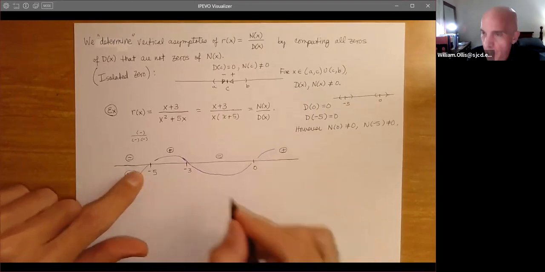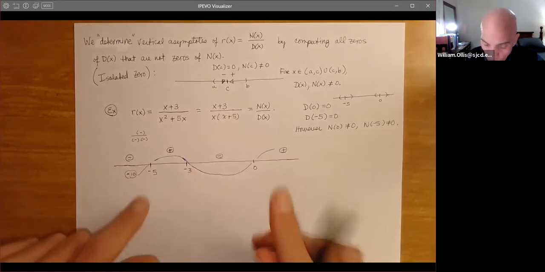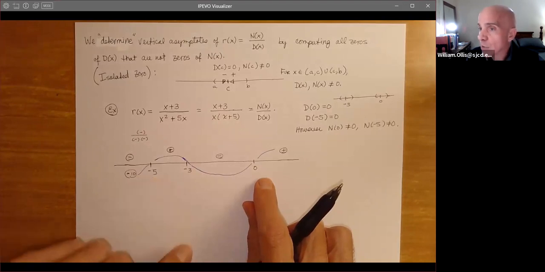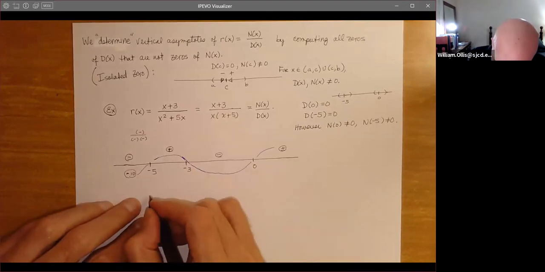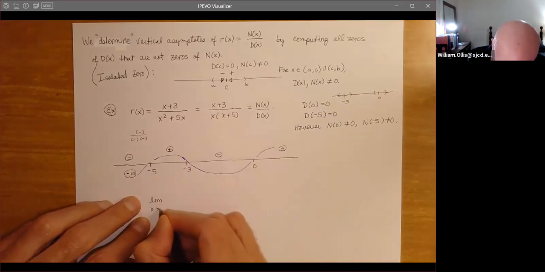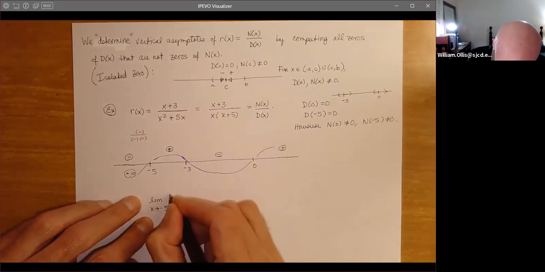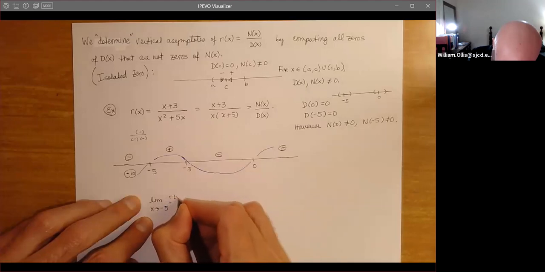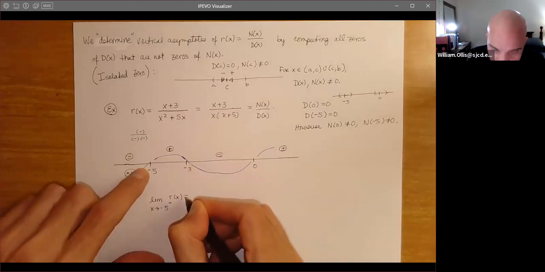So now we can approach from either side where we have vertical asymptotes and write down the plus or minus infinity. So now we can see the limit as x approaches -5 from the left of R(x), and I'll just write R(x), it's right up here, R(x), that will be negative infinity.